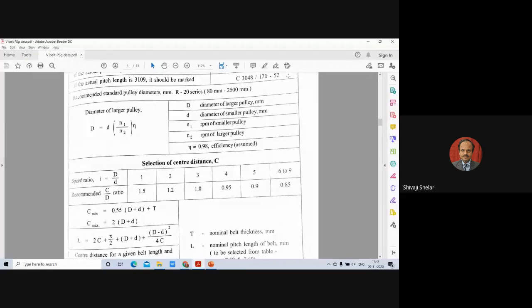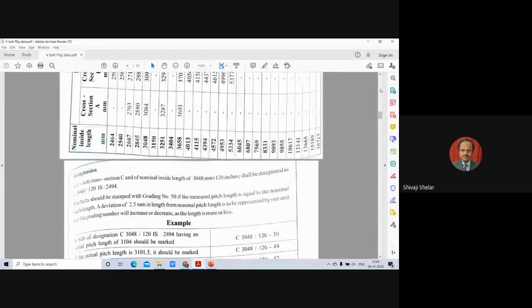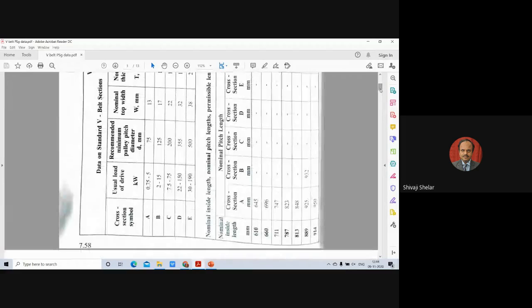Okay, so small d should not be lesser than this value here. Even if you go from the fixed center distance concept, if you calculate capital D first and then you calculate small d, the calculated value of small d should not be lesser than this value. It should be greater than this. So if you have selected type C belt, then it should be greater than 200 mm. If you have selected type B belt, then it should be greater than 125 mm.